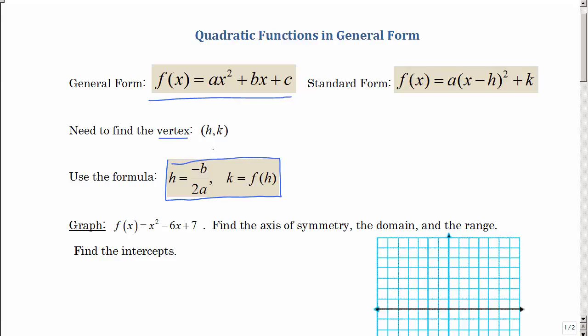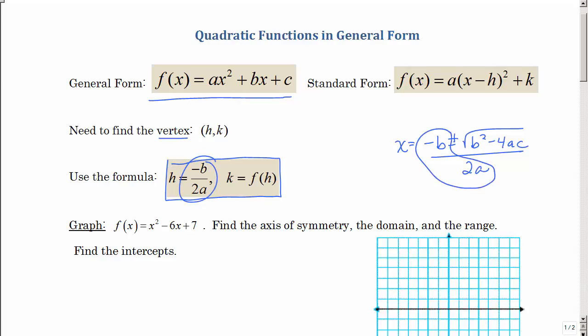H is going to be negative b over 2a. That should be somewhat familiar. Remember the quadratic formula looks like this? Well, if you notice, this part is this part. That's what we're doing. And then we're going to take that answer and plug it in and get k.